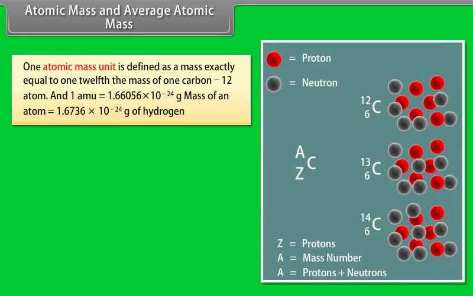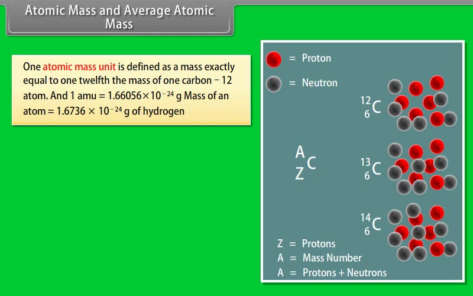Atomic mass and average atomic mass. One atomic mass unit is defined as a mass exactly equal to 1/12 the mass of one carbon-12 atom. And 1 AMU is equal to 1.66056 × 10^-24 gram.